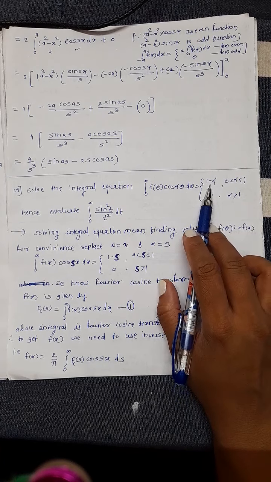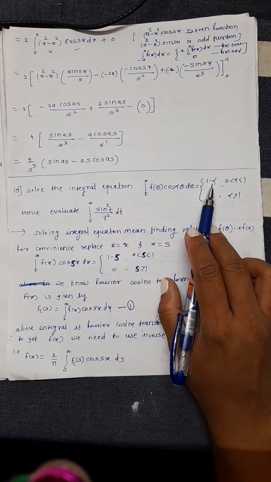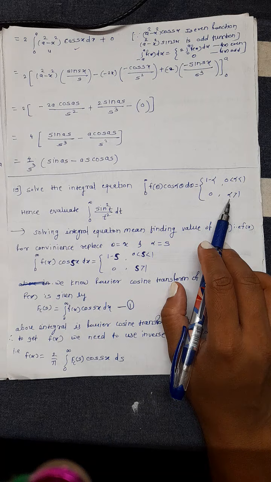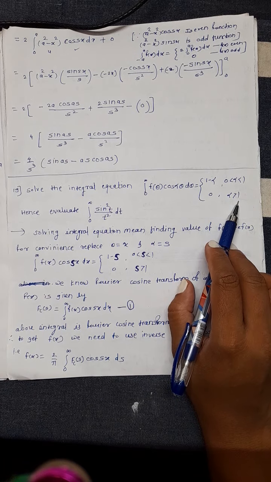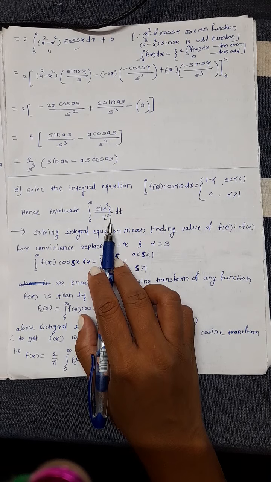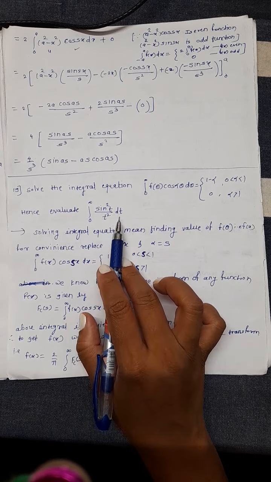Its value is 1 minus alpha. It is a function whose value is 1 minus alpha when alpha is between 0 and 1, and it is 0 when alpha is greater than 1. Hence evaluate this integration 0 to infinity sin square t upon t square dt.